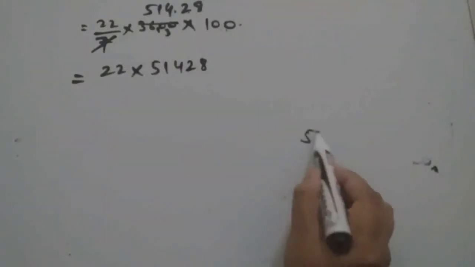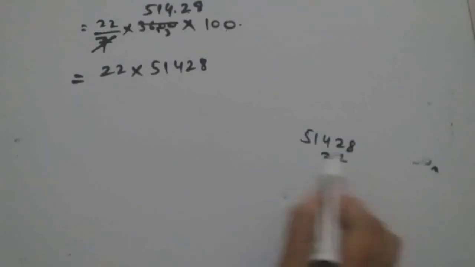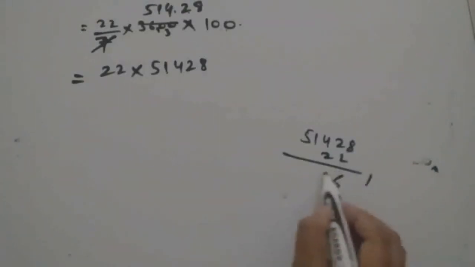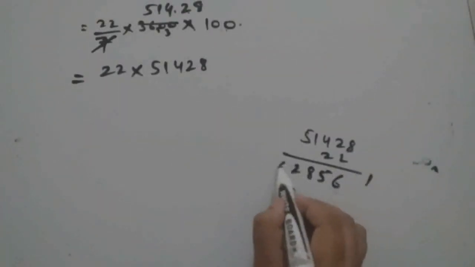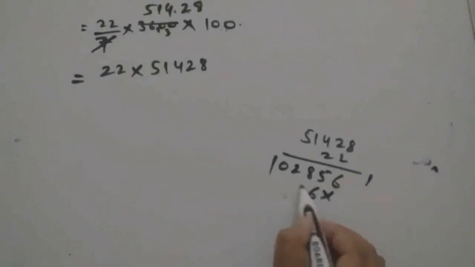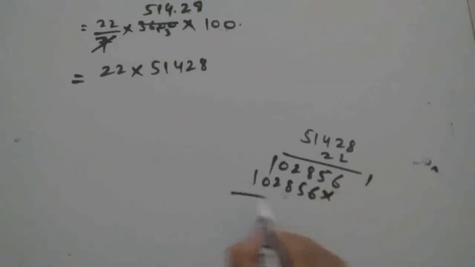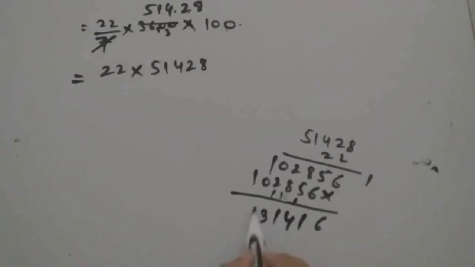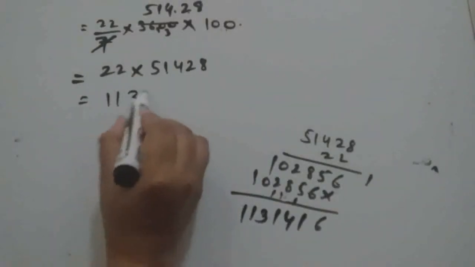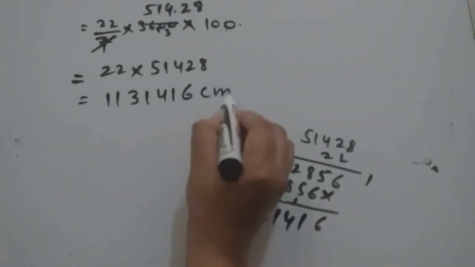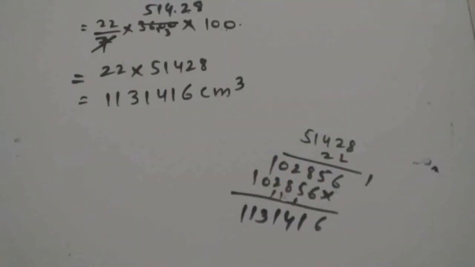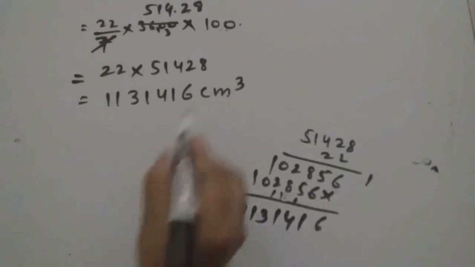Now we will find final answer. We can multiply with 22. So 6 5 8 2 0 1 will come. So 6 11. So 1131416 centimeter cube is the volume of water remaining inside the cylinder, isn't it? So this is the final answer.